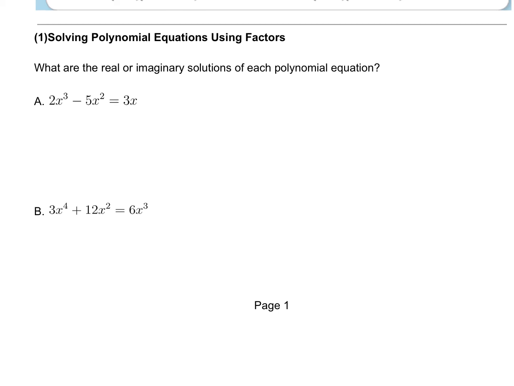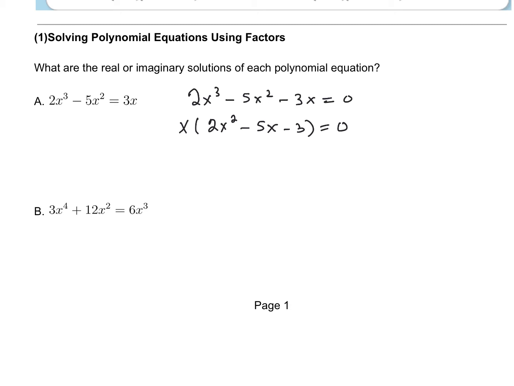We're going to be solving polynomials by factoring. So we have 2x cubed minus 5x squared. And of course, we have the 3x, so we have to move it to the left. So it's minus 3x equals 0. So the first step would be to factor out x. So you have x times 2x squared minus 5x minus 3 equals 0.